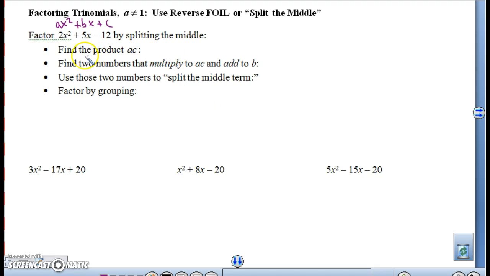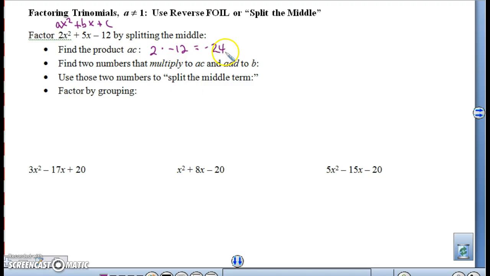All right. First thing we're going to do is split the middle. Splitting the middle means we're going to turn 5x into the sum of two different numbers based on some information that we know. So the first thing we need to do is find the product AC. A in this case would be 2, C would be 12. So it would be 2 times, technically, negative 12, don't ignore your signs, is negative 24.